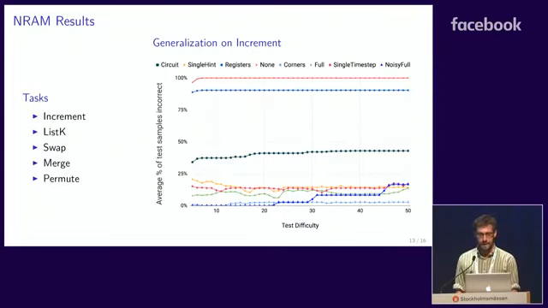For the NRAM, again, we found that the more supervision you gave it, the more it would generalize. For the increment task, we didn't find any generalization when we didn't give it any supervision. In this graph, the bottom axis corresponds to the length of the sequence that we're asking it to increment, and the top line in red corresponds to not giving it any supervision. You can see that in the bottom couple of lines, when you gave it corner traces, we actually found the best generalization.